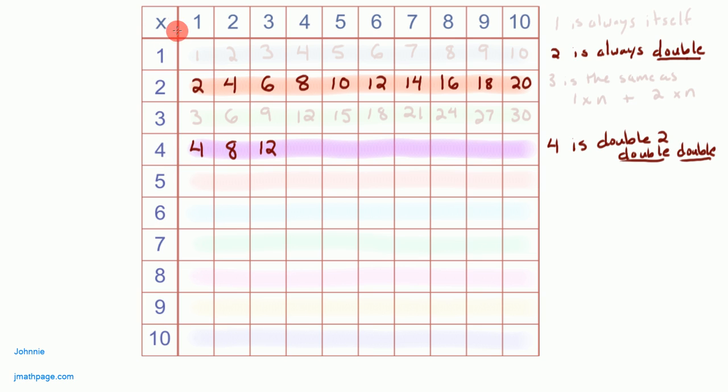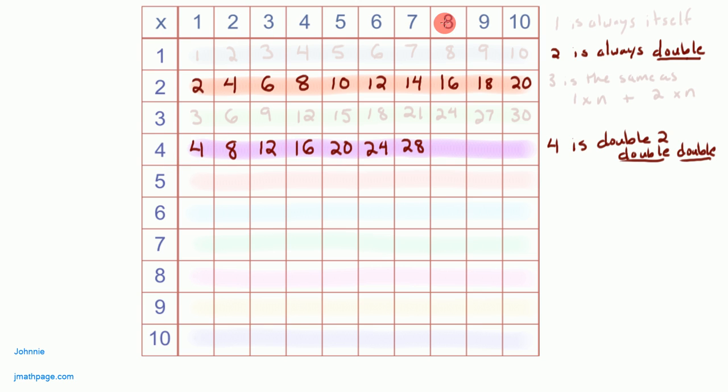4 times 4 is the same as double 8. Double 8 is 8 plus 8 is 16. 4 times 5 will be double 10. Double 10 is 10 plus 10, gives us 20. 4 times 6 will be double 12. Double 12, 12 plus 12 is 24. 4 times 7 will be double 14. Double 14 will give us 28.